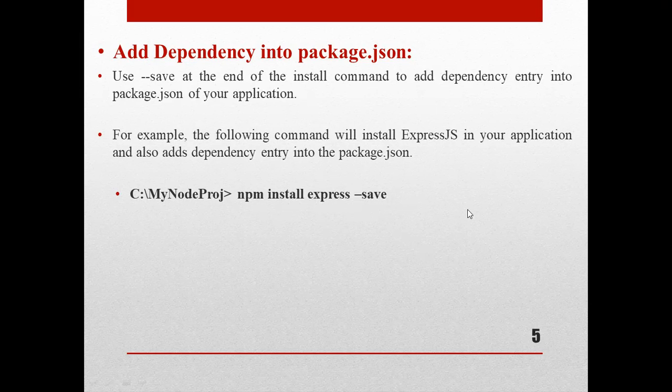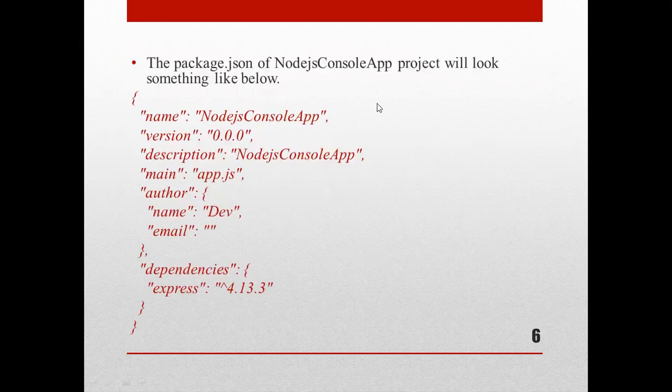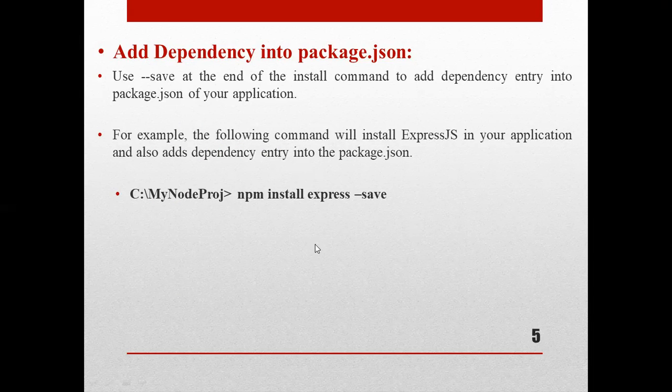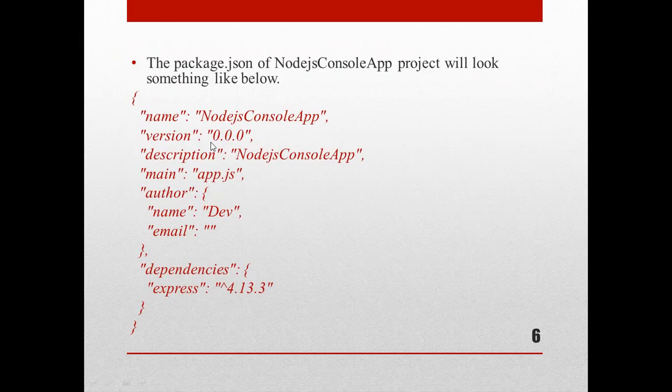Okay, package.json file. Here see the example of how that file will look after writing this command. Here you can see name, version, description, then main. Here you can see the dependencies added with Express. This will indicate the version of Node.js. Here you can see dependencies added in that project's package.json file.